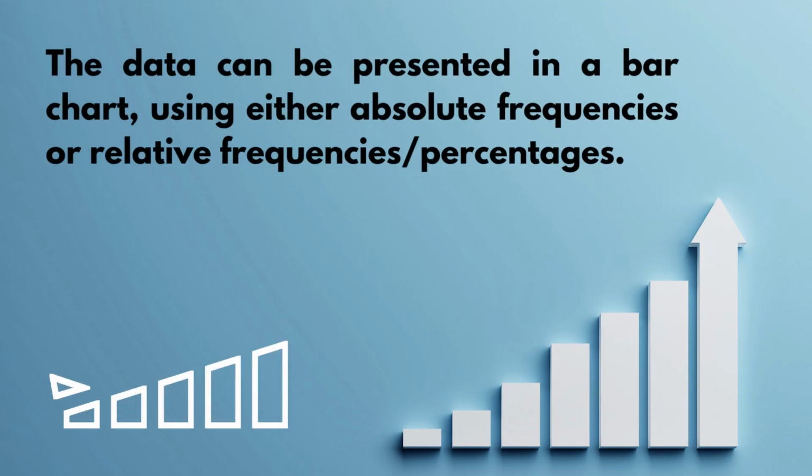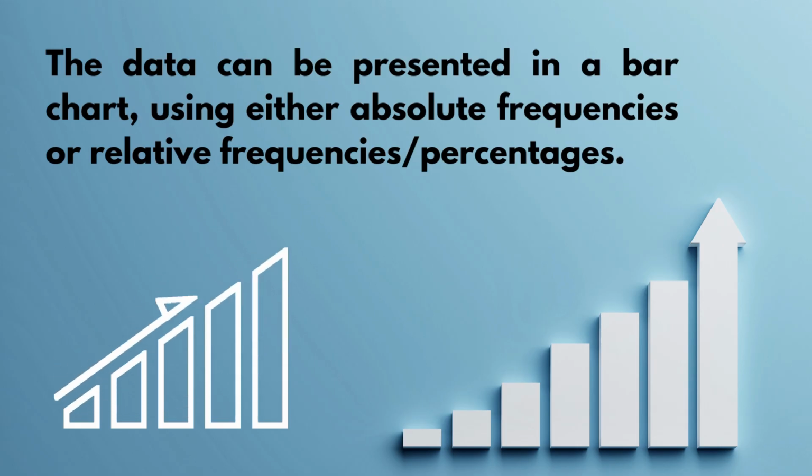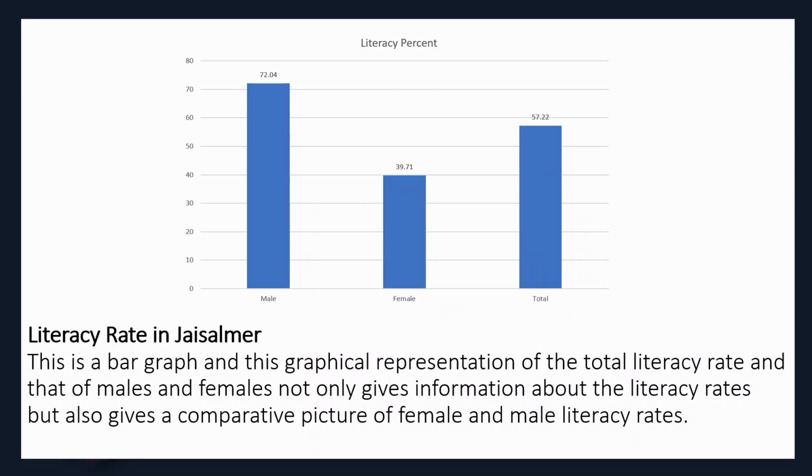The data can be presented in a bar chart using either absolute frequencies, relative frequencies, or percentages, and an example is given in figure 1. This is an example of a bar chart. This chart shows the literacy rate in Jaisalmer. This is a bar graph, a graphical representation of the total literacy rate and that of the male and female literacy rates. This not only gives information about the literacy rates, but also gives a comparative picture of female and male literacy rates.